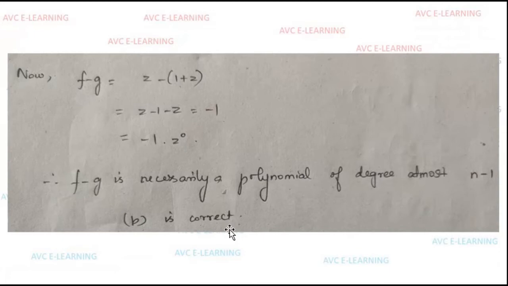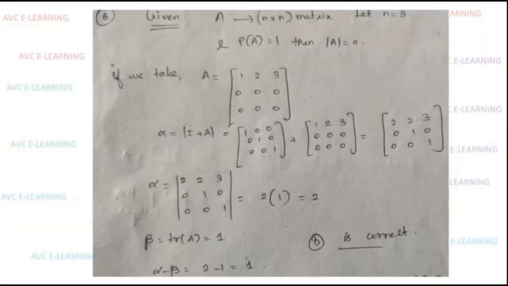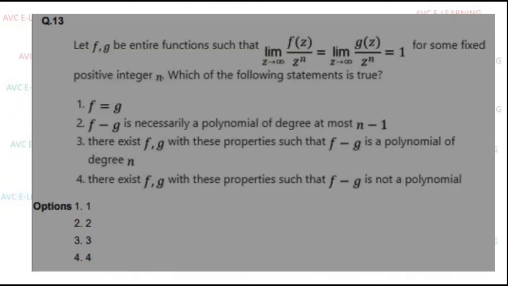Now f minus g is equal to z minus (1 plus z), which is equal to minus 1, which can be written as minus 1 into z power 0. So f minus g is necessarily a polynomial of degree at most n minus 1. So for this question, option B is correct.